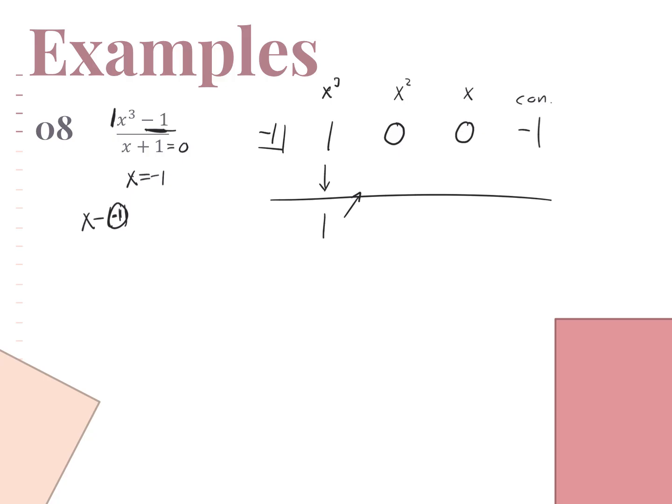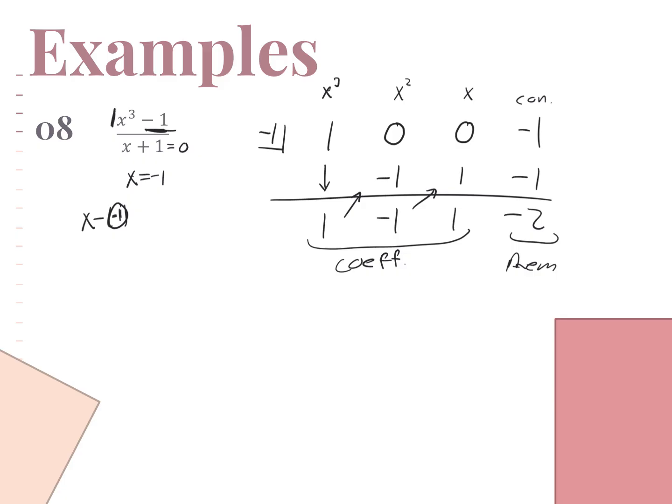Again, the first number remains unchanged. Up here is going to be 1 times -1, which is -1. 0 minus 1 is -1, and -1 times -1 is a +1. 0 plus 1 is 1, times -1 is -1, and then you add -1 and -1, and you get a -2. All right? And so these, once again, are going to be the coefficients of your quotient, and then this is going to be your remainder.